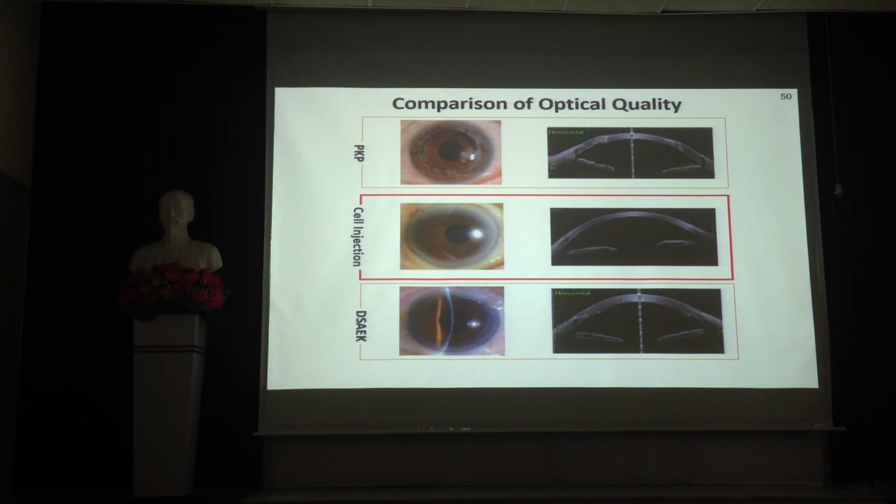We've done just 30 cases or so, but we are pursuing this kind of procedure for the future. It takes about 10 minutes. We can create cultured endothelial cells for at least 100 patients, starting from one donor cornea. So one donor cornea can create cells for 100 patients.